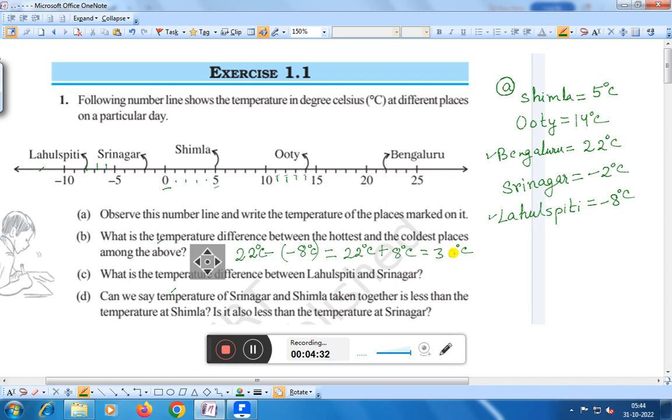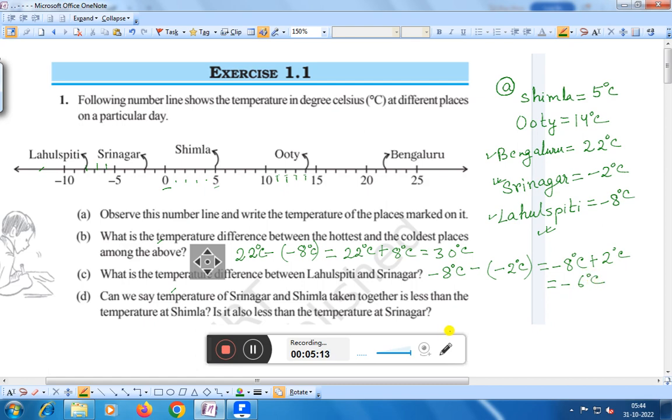What is the temperature difference between Lahul Spiti and Srinagar? Let us find. The temperature of Lahul Spiti is minus 8 degrees centigrade, minus the temperature of Srinagar, which is minus 2 degrees centigrade. Therefore, what you are getting is minus 8 degrees centigrade, minus into minus is plus 2 degrees centigrade, and that comes to minus 6 degrees centigrade, right?